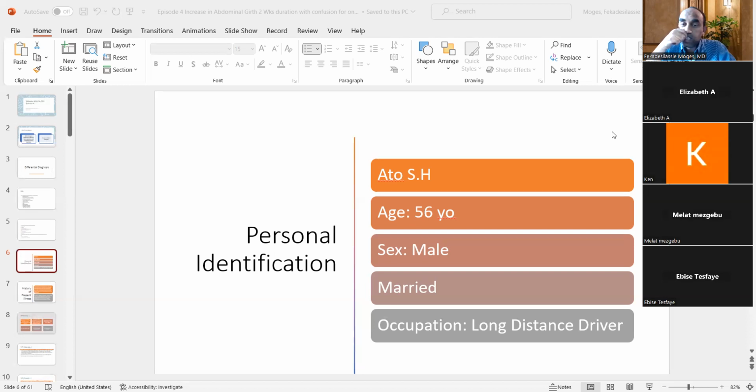Have you had any river water contact recently? No. I am a long lorry driver, but I have never been to any water body. How did you ask it? Can you say it again, please? River water contact. River water contact. No, I don't know.